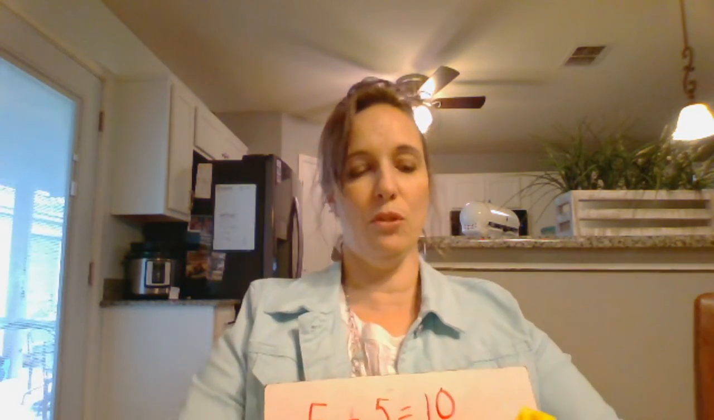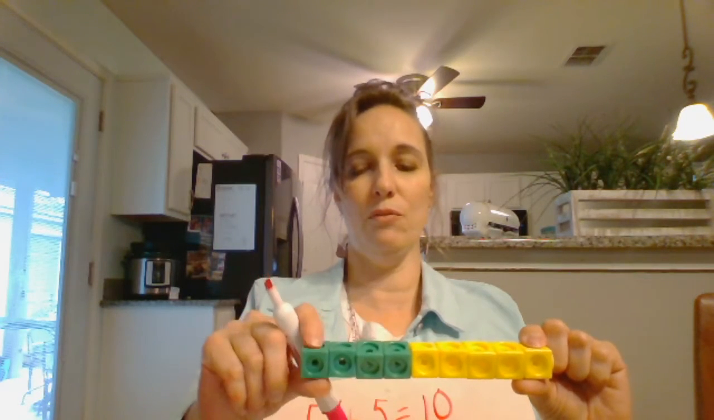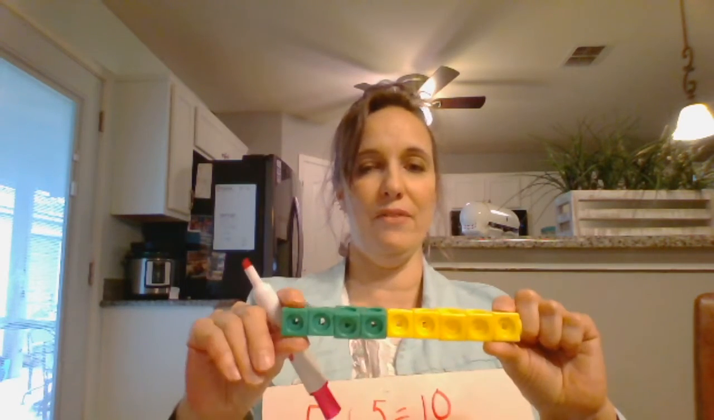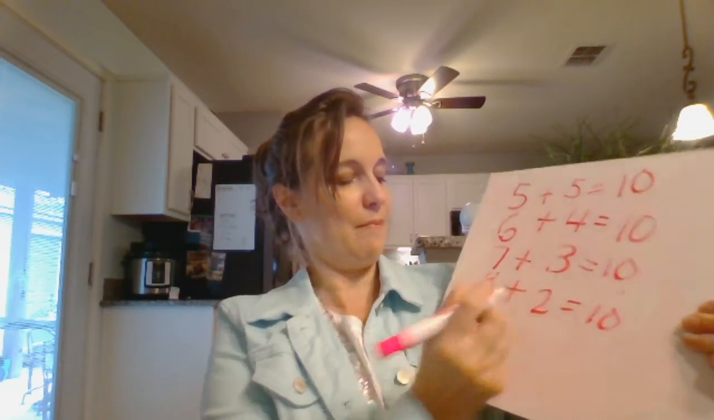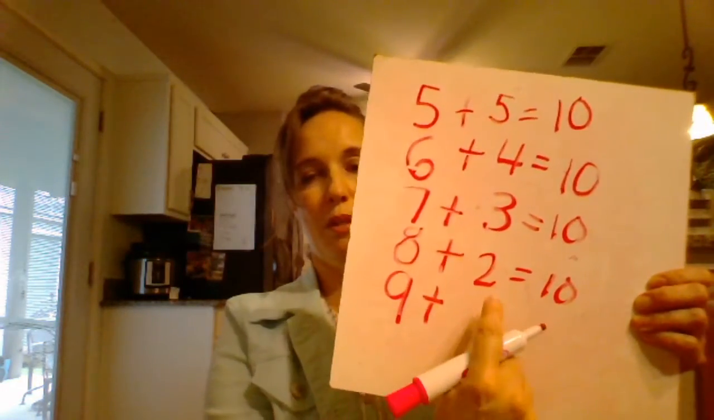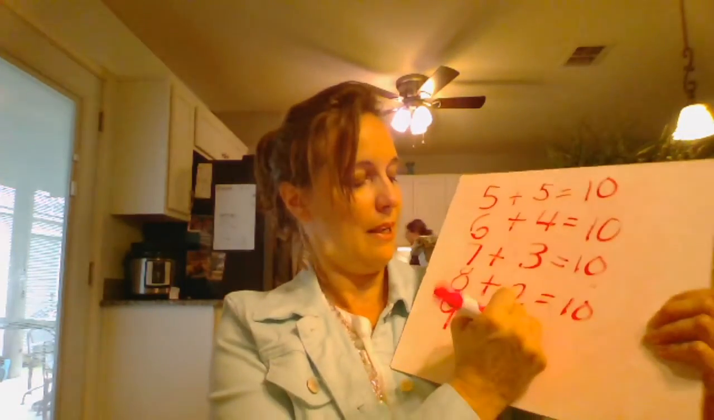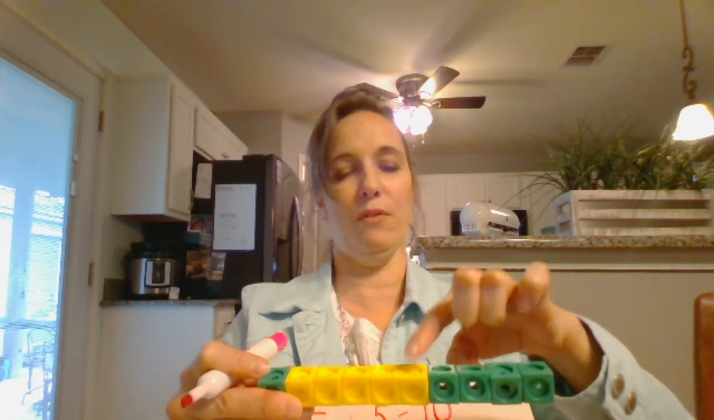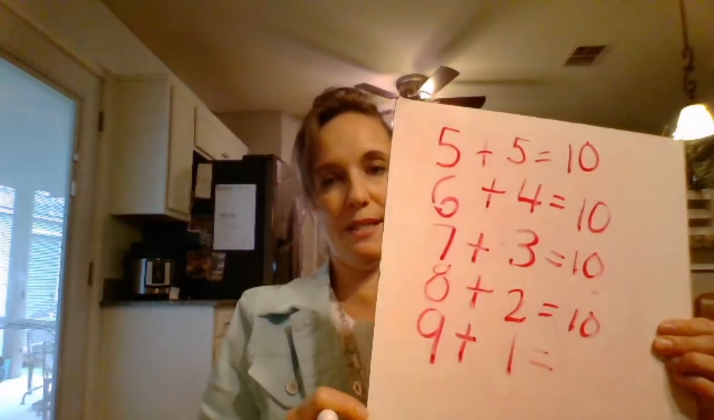All right, so I'm going to take one more off of there and put it on here. So how many do I have? 1, 2, 3, 4, 5, 6, 7, 8, 9. I have 9. And I took one more away from the 2 blocks. So how much do I have now? I just have 1. 9 plus 1 is what? 1, 2, 3, 4, 5, 6, 7, 8, 9, 10. 9 plus 1 is 10.